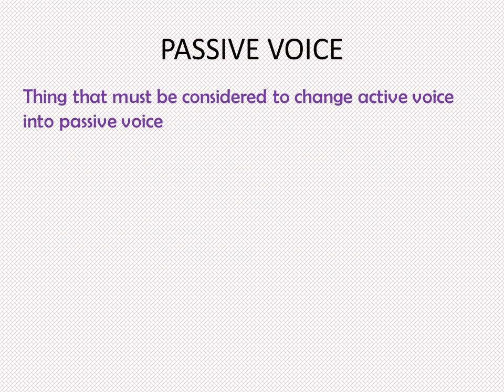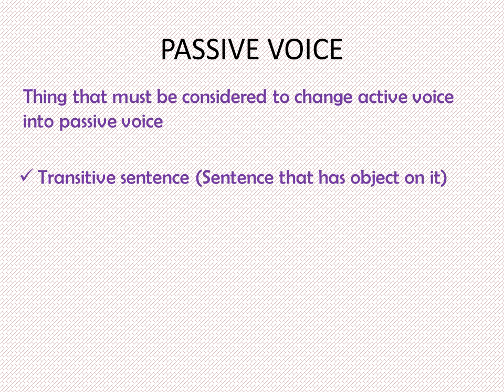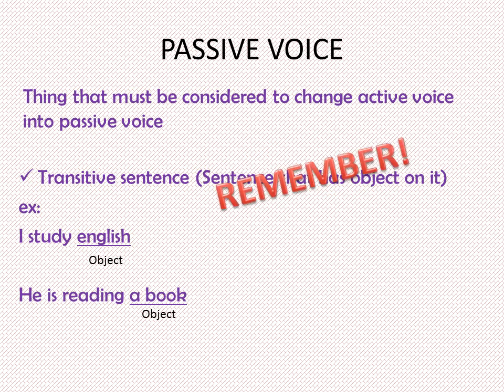There is an important thing that must be considered when we want to change an active sentence into a passive one. The sentence must have a transitive verb. A transitive verb is an action verb that has an object to receive that action. In other words, the sentence must have an object in it. For example, I study English. He is reading a book.